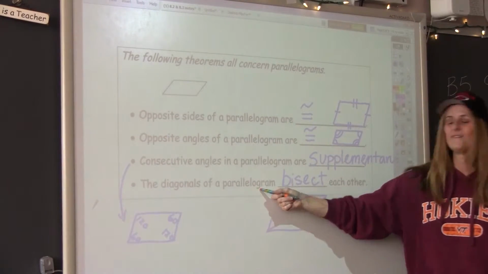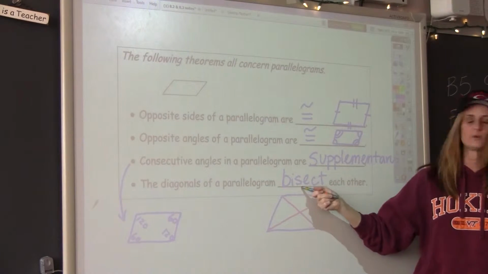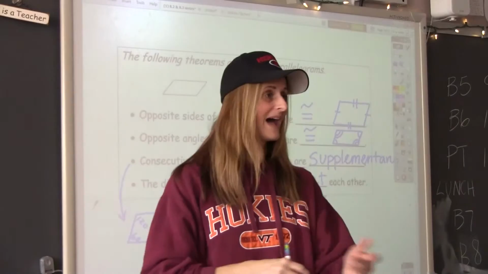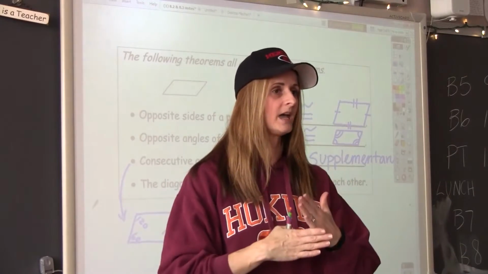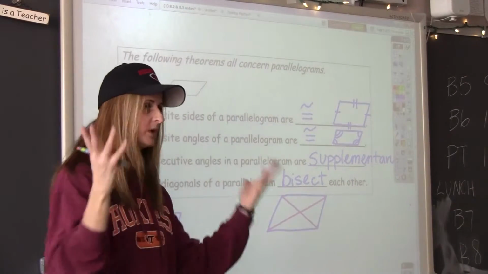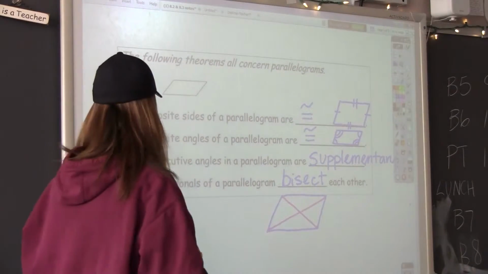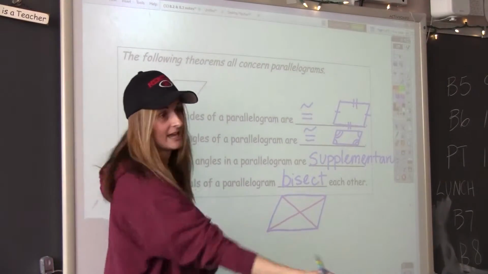The diagonals of a parallelogram bisect each other. What does bisect mean? Exactly. Bi means two. Sect means cut. We're cutting whatever we're cutting in half. Okay, exactly in half. So the diagonals of a parallelogram bisect each other.